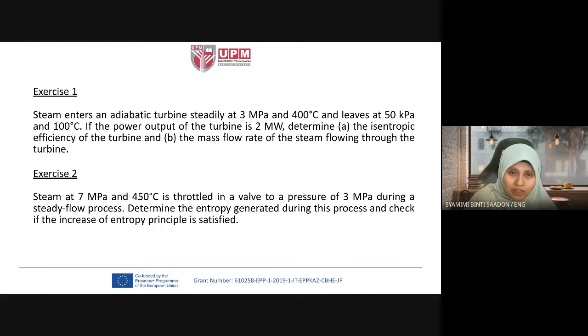So even for the ideal isentropic case, the pressure still changes from 3 megapascal to 50 kilopascal. It is just that the temperature is different. The temperature at point 2 is different from the temperature for the ideal case 2 prime, the one that we need to find out. But the pressure is the same.